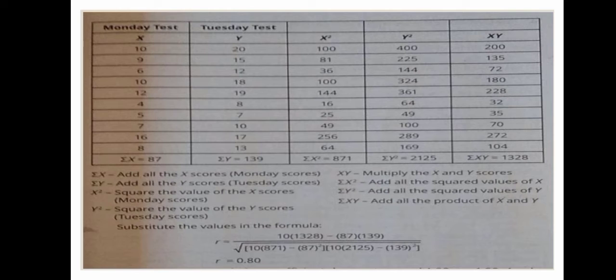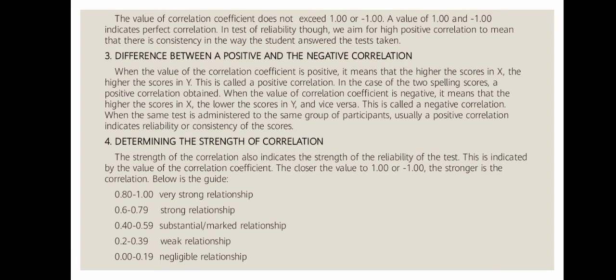Then, we substitute. That will be the result. As a big shortcut, the correlation coefficient is 0.80. The value of the correlation coefficient does not exceed 1 or negative 1. A value of 1 or negative 1 indicates perfect correlation. In terms of reliability, though, we aim for high positive correlation to mean that there is consistency in the way the student answered the test taken.